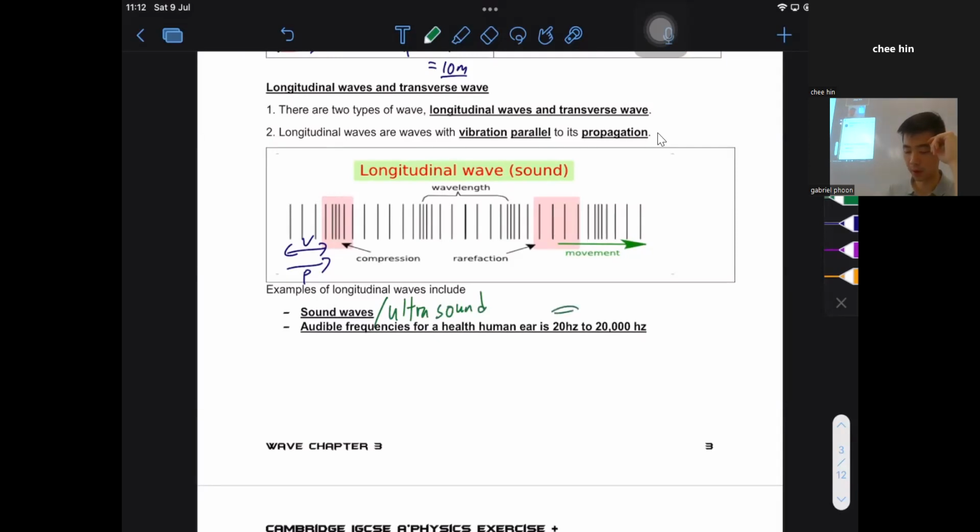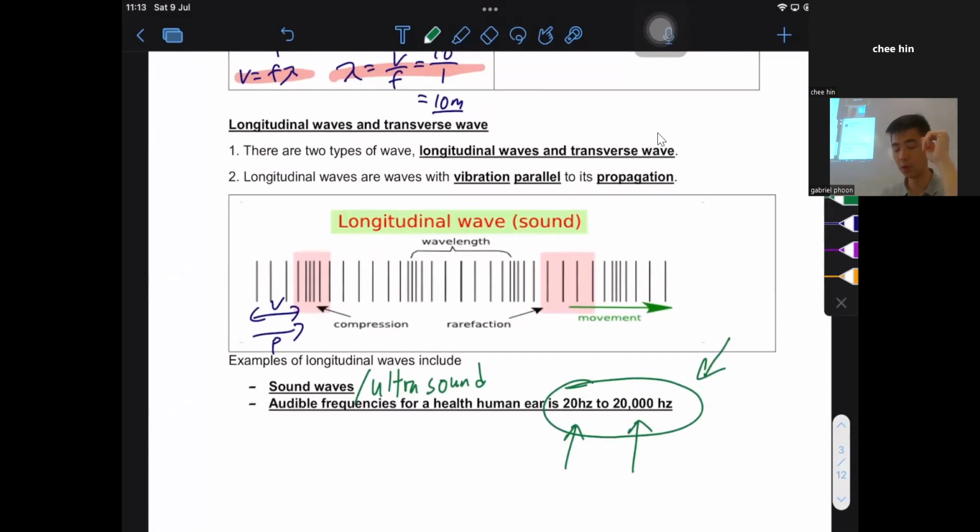Sound waves, this is a very important number as well. Sound only has an audible frequency from 20 Hertz to 20,000 Hertz. This number is very, very commonly asked in your IGCSEs, guys. So what is this range all about?